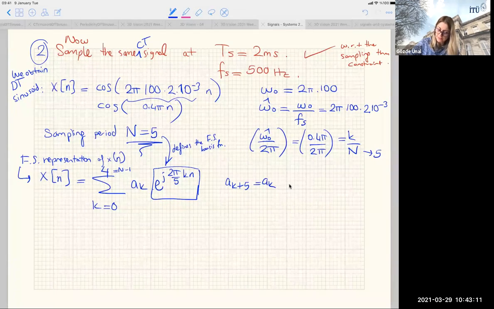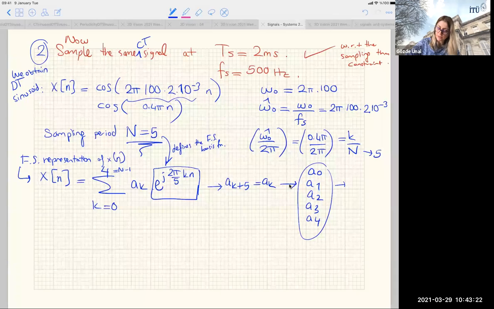So from here I know it's enough to calculate a0, a1, a2, a3, and a4. Just calculate these. Everybody else will come from these. That's enough. Okay? So let's plot the spectrum.